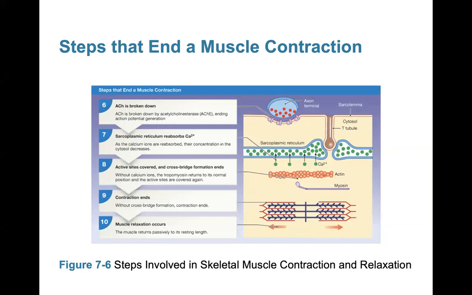The steps that will end muscle contraction: the acetylcholine will get broken down by an enzyme called acetylcholinesterase. Without acetylcholine, the action potential ceases. Without the action potential, the sarcoplasmic reticulum will then reabsorb the calcium. Without calcium, the troponin will then block the actin binding sites. Myosin can no longer bind, and you no longer get the contraction. So it just passively relaxes back to its initial state.